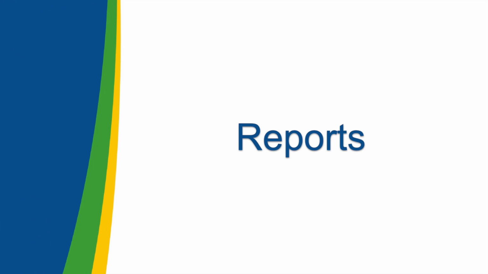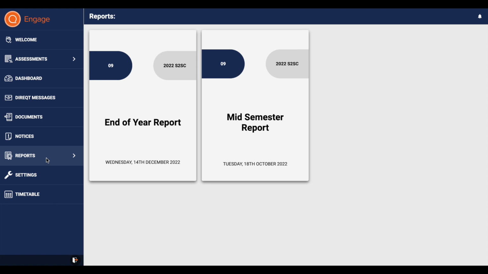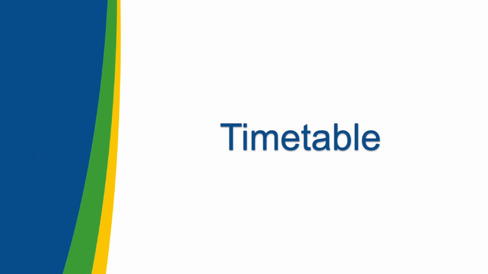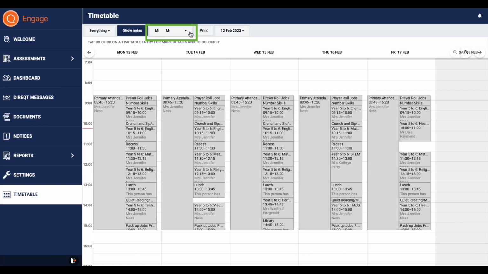The Reports tab is where semester reports will appear as they are made available, along with any other form of reports we generate and release. No reports are available for primary campuses yet, however, they will start to appear from the end of Term 2 this year. The Timetable tab is where you can view your child's timetable, which may help you to plan their commitments and appointments in advance.